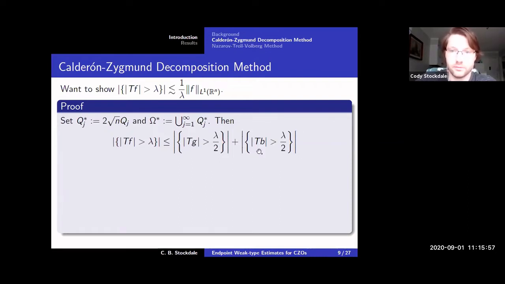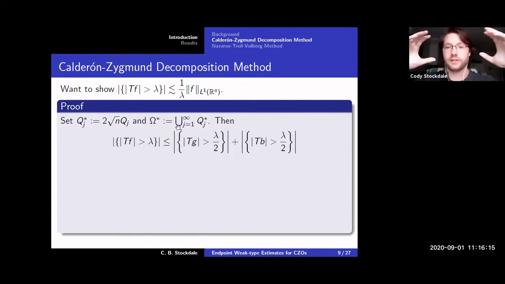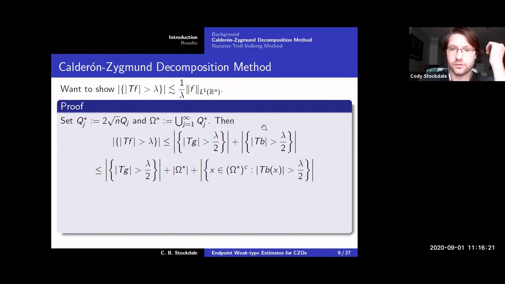And then with this bad function, we're going to need to work away from the support. So we take the supports of each b_j and inflate them a little bit by some appropriate number. These inflations are okay because we have the doubling property. Then we take the union of all of these inflations of cubes. So we're basically taking the support of b, inflating it a little bit, and defining that to be omega star. For the next step, we intersect the second term with omega star and its complement. So when analyzing this bad function, we only have to consider x's that are far enough away from the support of b.